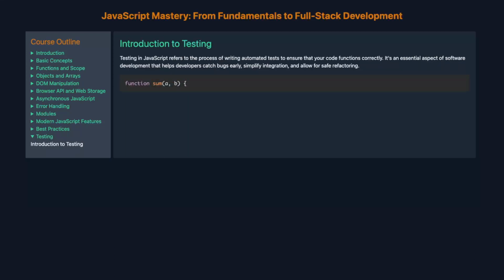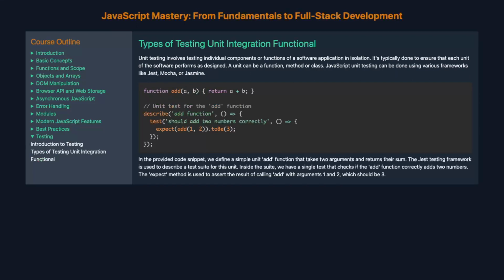Introduction to testing. Testing in JavaScript refers to the process of writing automated tests to ensure that your code functions correctly. It's an essential aspect of software development that helps developers catch bugs early, simplify integration, and allow for safe refactoring. Types of testing: unit, integration, functional.